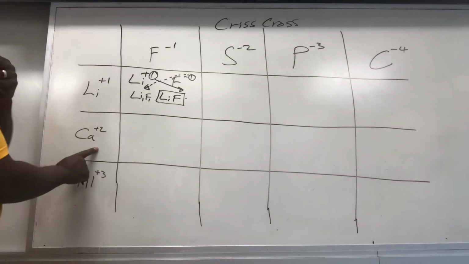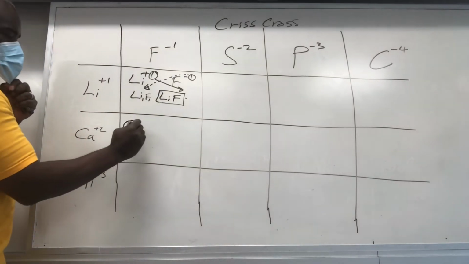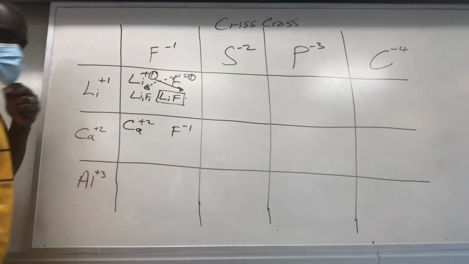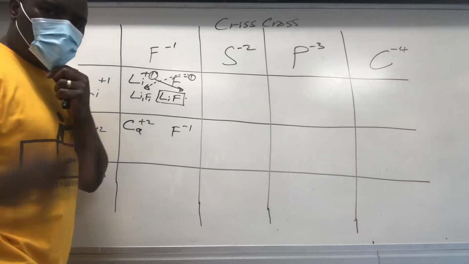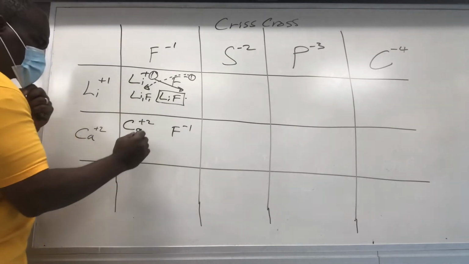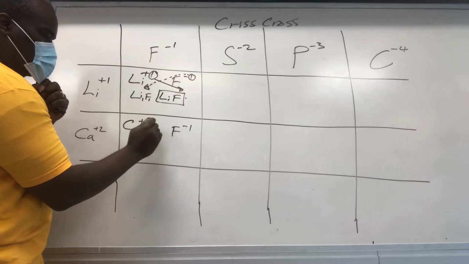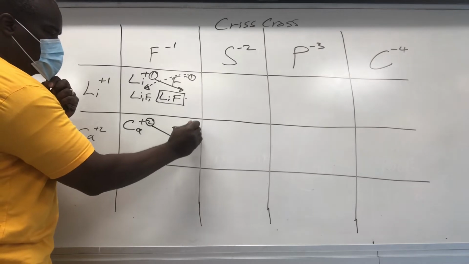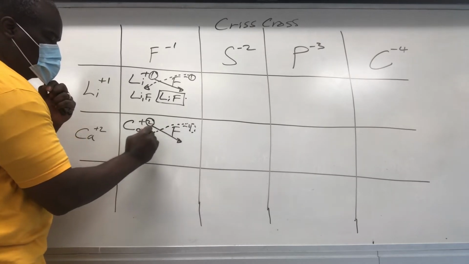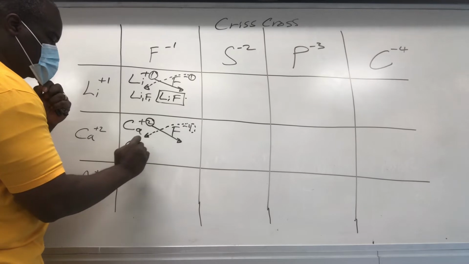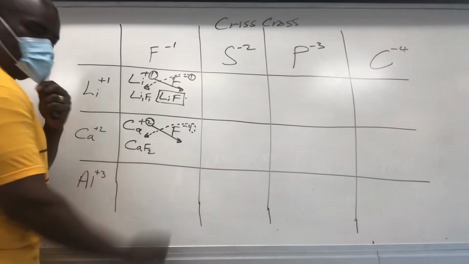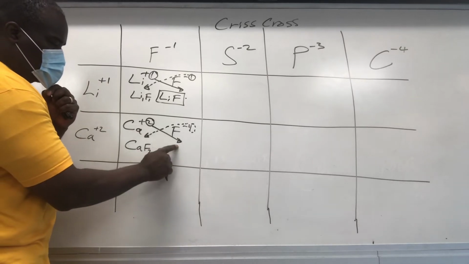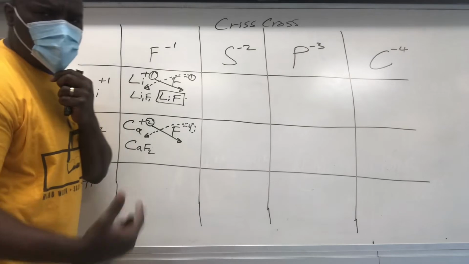Okay, moving to calcium now. Calcium, we have Ca +2, we have F -1. What are we switching? Just the numbers. So the 2 from the calcium goes to the subscript of the fluorine, and the 1 from the fluorine goes to the subscript of the calcium. So you're going to get CaF2. You guys with me? CaF2, the 2 goes over there, the 1 goes over there.